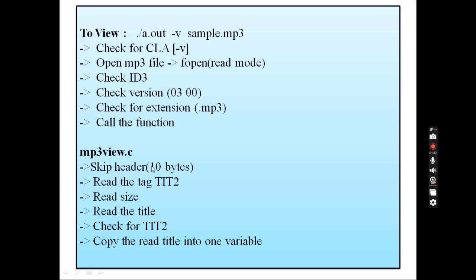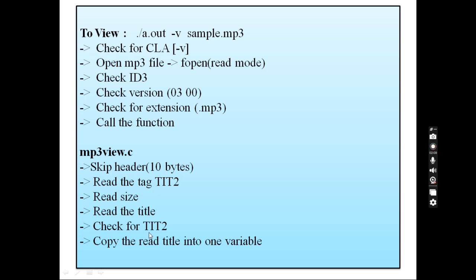In mp3_view.c, first we have to skip 10 bytes of header. To skip 10 bytes, we have to use the fseek function. After skipping 10 bytes of header, we will have the tag, and we have to read the tag. Then only we can check whether the tag is TIT2 or TPE1. Then next, after the tag we have to read the size. After reading the size we have to read the title.